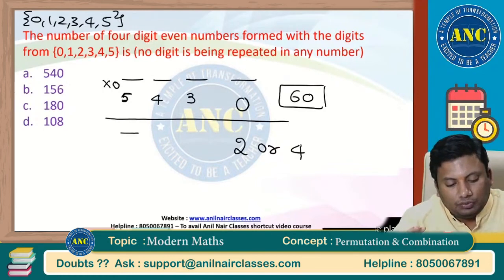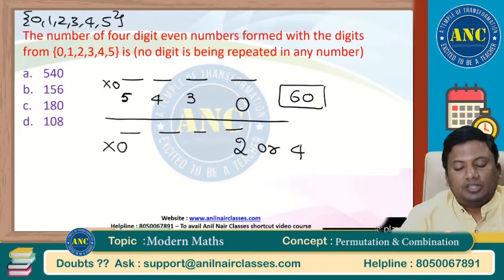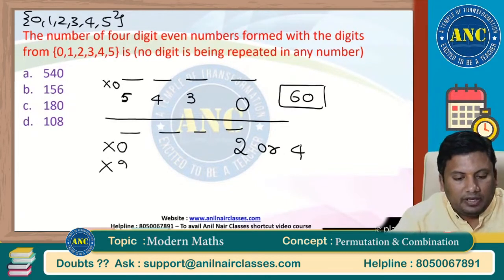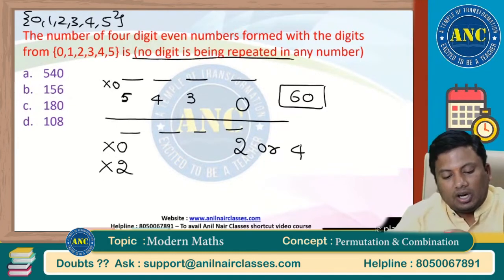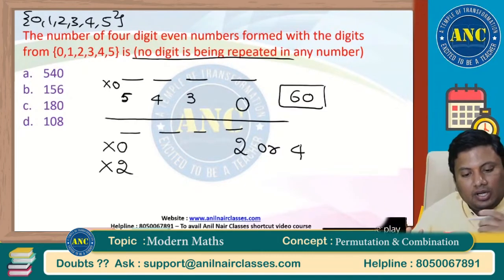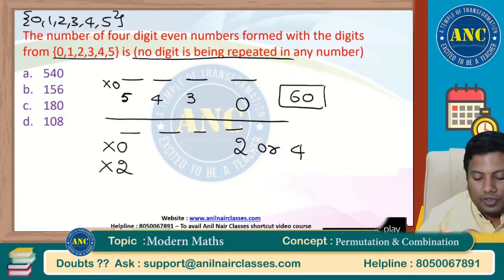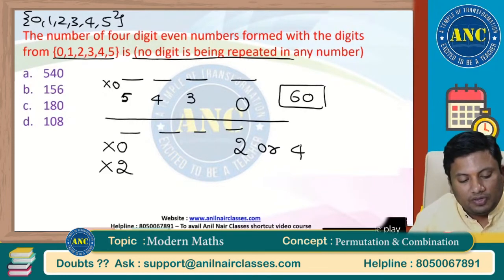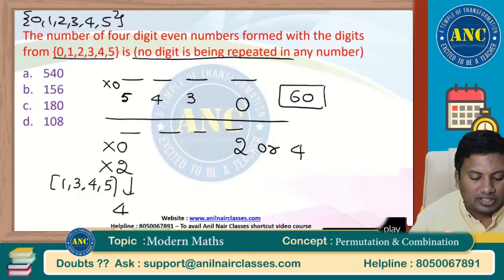If it is 2, leftmost cannot be 0. Leftmost cannot be 2. Are you all with me? Leftmost, because the digit repetition is not allowed, cannot be 0, cannot be 2. Totally, how many digits are there? 6 digits are there. 0 cannot come, 2 cannot come. So which all places can come? 1 can come, 3 can come, 4 can come, 5 can come. Here 4 places will come.